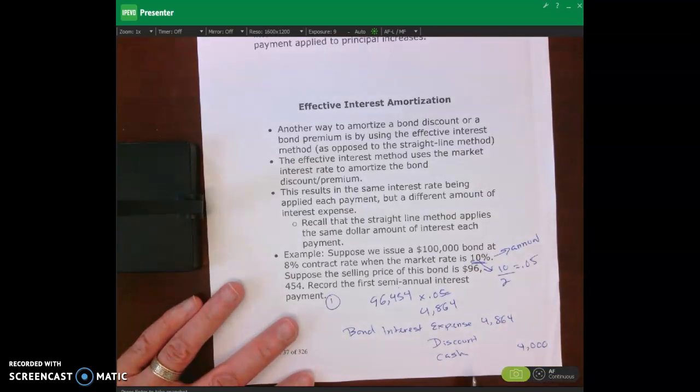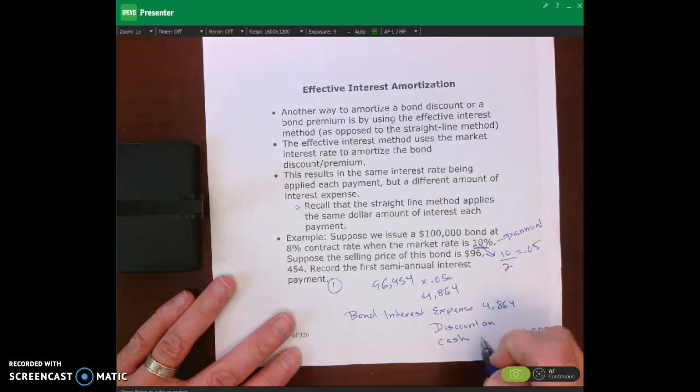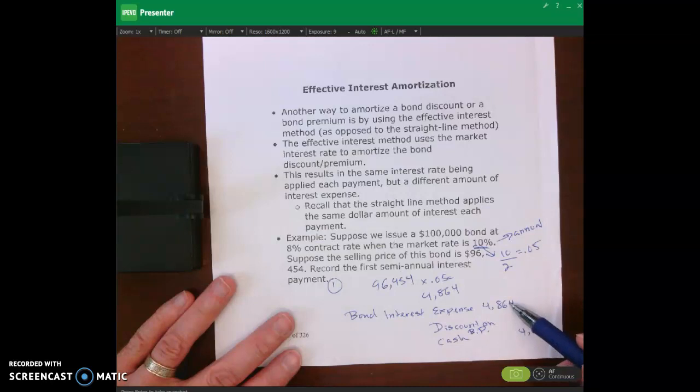And now what I can do is I can back into figure out what my discount is, my credit to my discount on bonds payable. Discount on bonds payable by taking my bond interest expense subtracted from the cash that I have to pay my bondholders, and that equals my credit to the discount on bonds payable account.